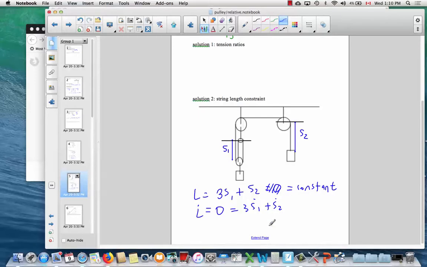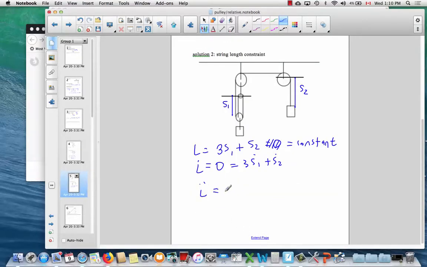Time derivatives can be written in dot notation. The second derivative of position is acceleration. So we see that the first acceleration, the acceleration of this mass over here, this pulley and mass together, is going to be a third of the acceleration of this mass, which is what we said above. Now you may wonder about this minus sign. It just means that if S1 is increasing, then S2 clearly will be decreasing. So there's an opposite direction there in a sense.